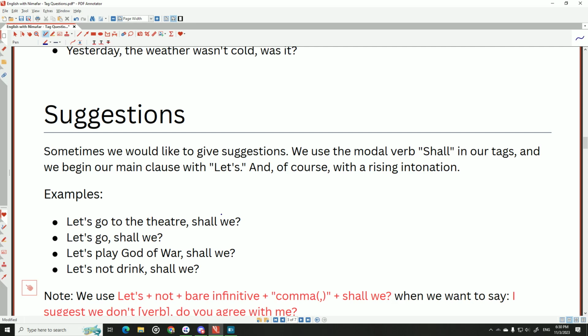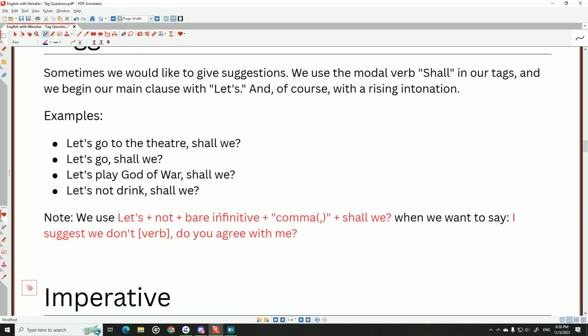When you want to make a negative suggestion, for example "let's go," we don't say "let's don't go." We say "let's not go." Let's not drink, shall we? So note, we use "let's not" plus bare infinitive plus comma plus "shall we." What is a bare infinitive? It's the main verb without "to." For example, "to play" is a to-infinitive, while play, study, drink, go are bare infinitives. Let's go. Let's not drink.